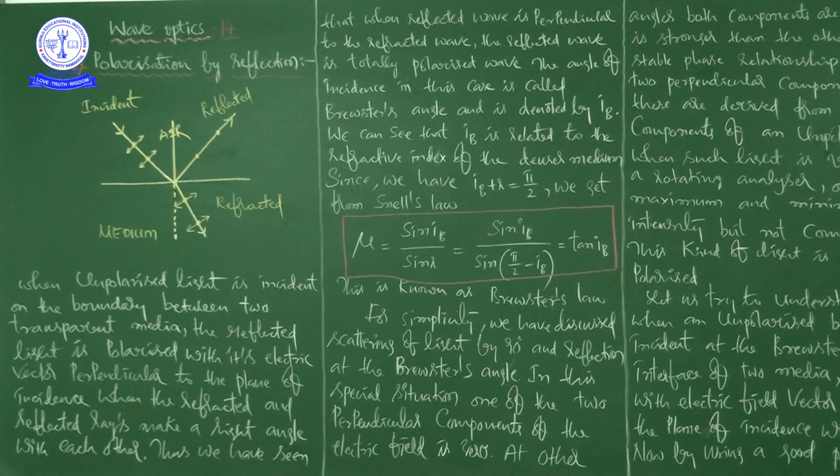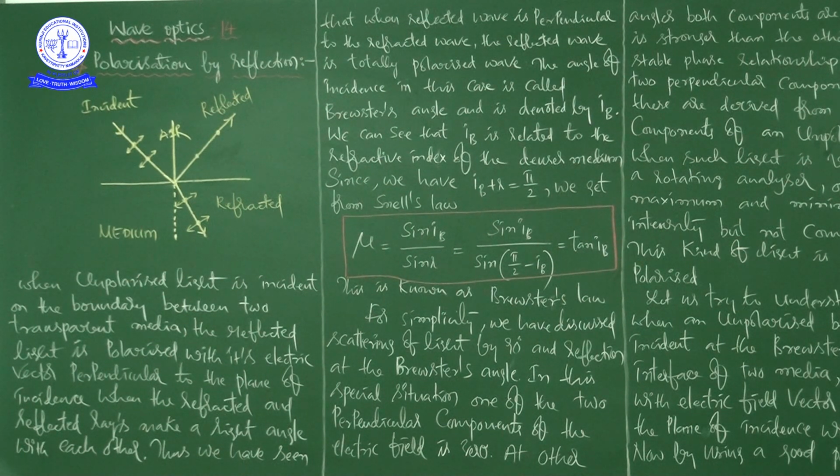But in this class, our focus is polarization by reflection. If light is reflected, what happens to the light regarding polarization? Similarly, in this picture you can also see the refracted ray. It is the water medium, it is the air medium, the incident light is unpolarized light, and the reflected light is polarized light.